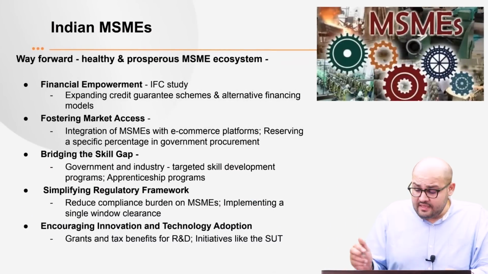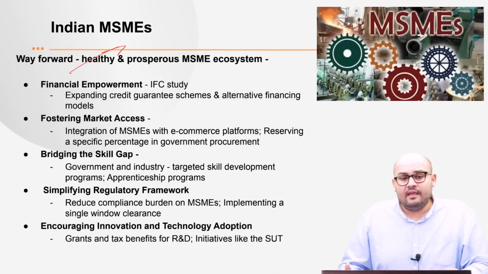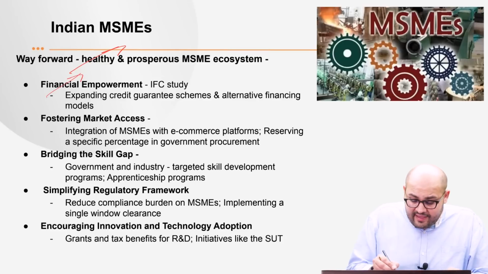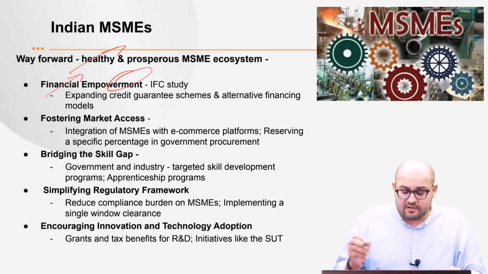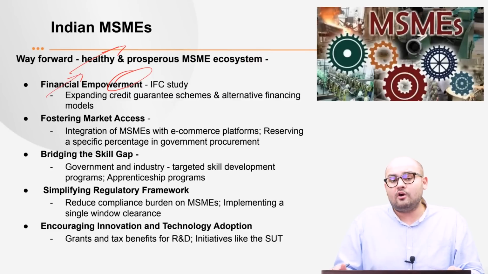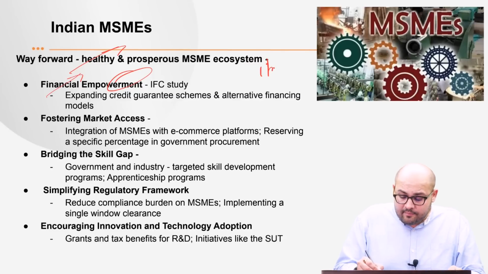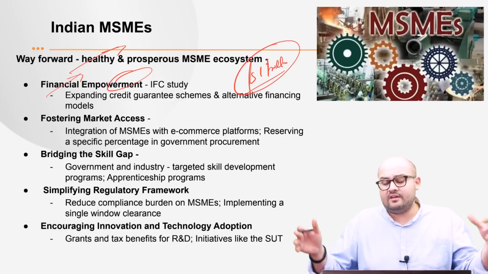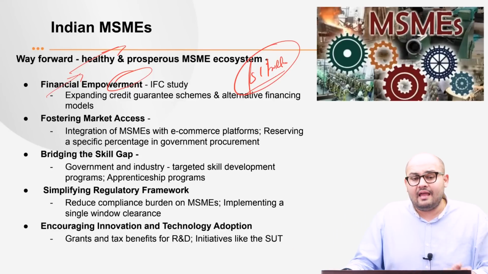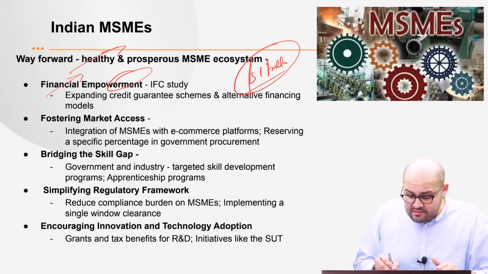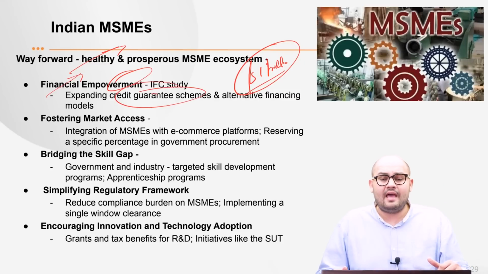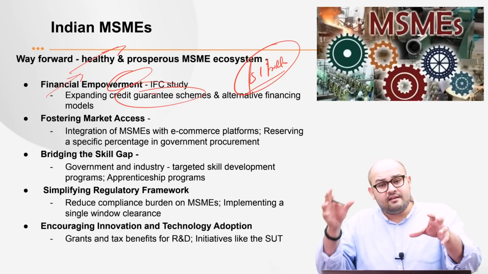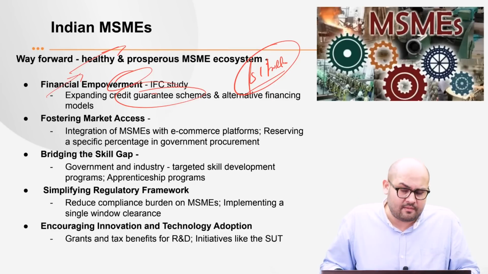Now, what should be the way forward? See, in order to have a healthy and prosperous MSME ecosystem, what we need is financial empowerment. The International Finance Corporation says that there's almost a need of $1 trillion of funds when we talk about the MSMEs in different emerging economies, right? So there has to be an expansion of these credit guarantee schemes. The government should focus more on expanding these credit guarantee schemes so that the traditional lenders can give adequate amounts to the MSMEs, right?